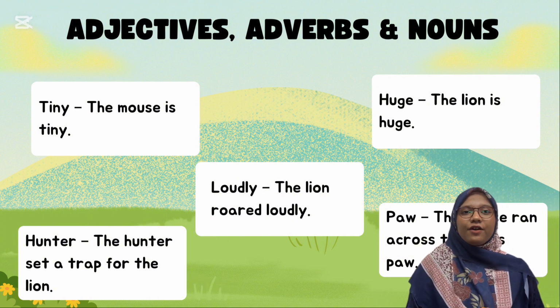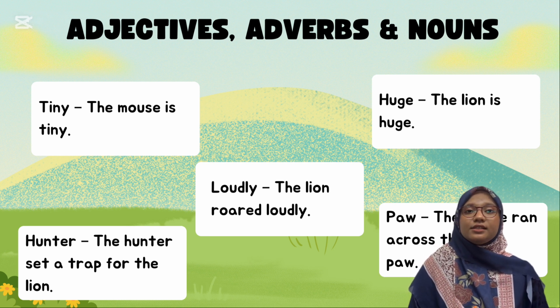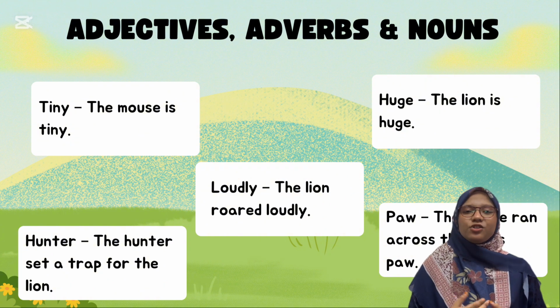Finally, we have character and object words. These are nouns that tell us about the important things in the story.